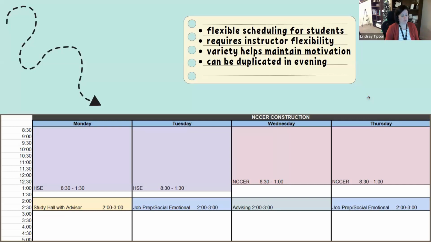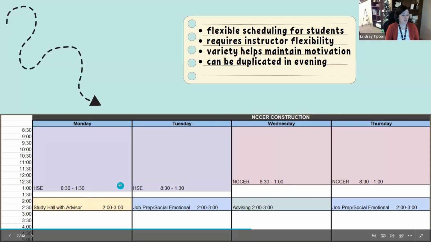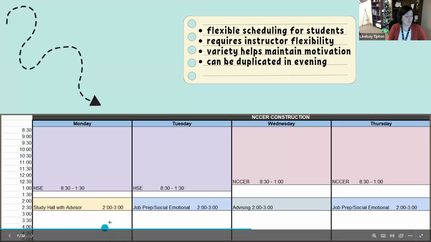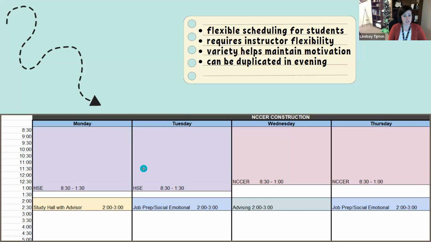This is the way that we operated our schedule for our construction classes. On Monday and Tuesday, students were in their HSE class from 8:30 to 1:30. On Wednesday and Thursday, they were in their construction class from 8:30 to 1 o'clock. Our program ran for all of our students from 8:30 in the morning until 3 o'clock in the afternoon. So they had a study hall with their advisor on Mondays. That is one of the components, because we did not have enough students or enough staff to have a separate class.